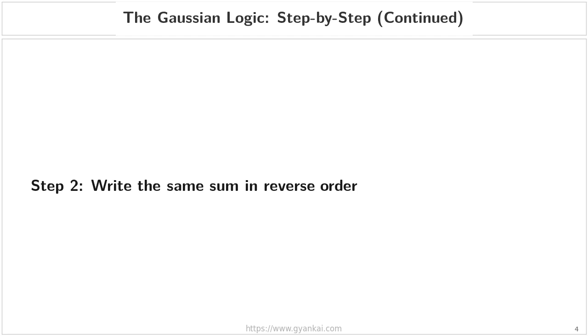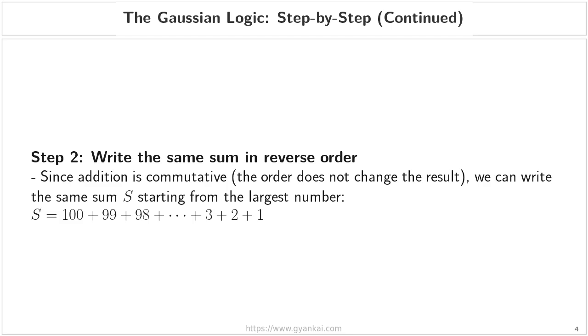So, instead of starting with the smallest number, we will start our sequence with the largest number and work our way down. This means our sum, S, can also be expressed as 100 plus 99 plus 98, and so on, all the way down to 3, 2, and finally 1. By doing this, we are setting ourselves up for the next step, where we will actually stack these two different versions of the sum on top of each other to reveal a very clever pattern.